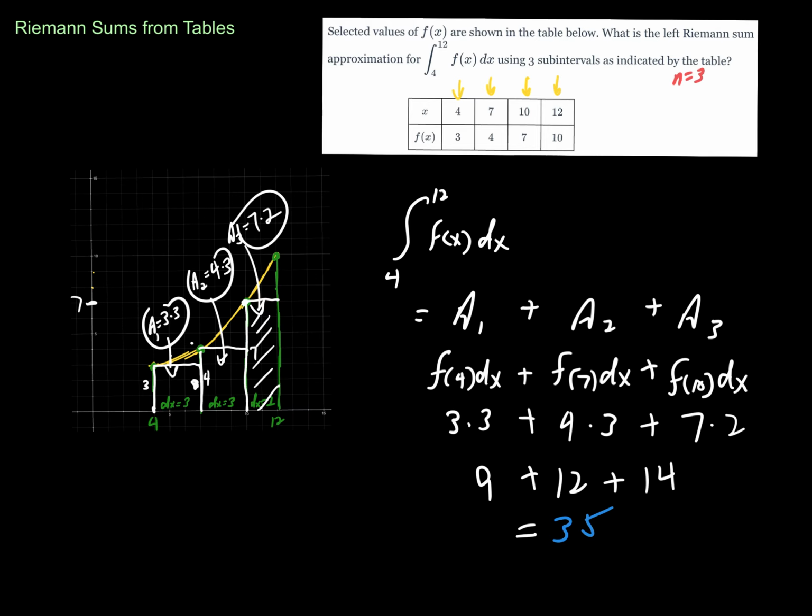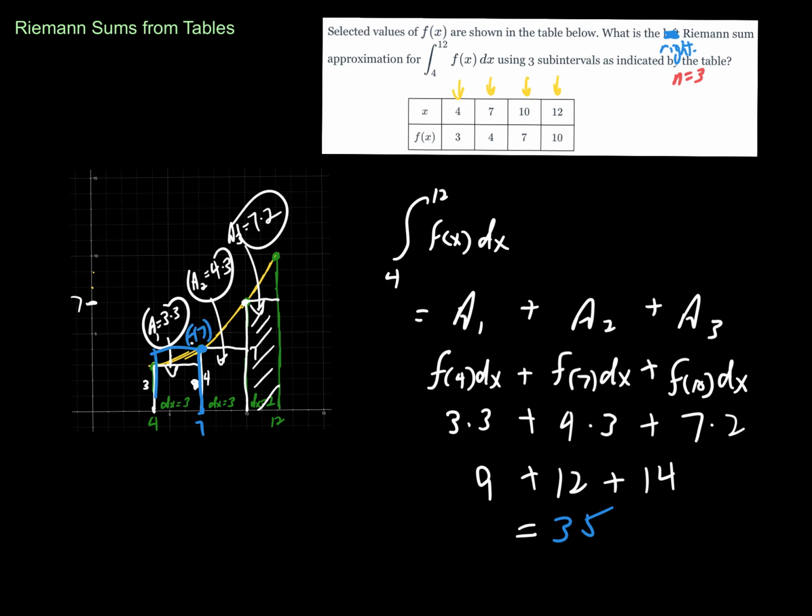Now, what if they asked you for the right Riemann sum? I'm just going to show you, not do the whole thing, but show you what you would do if it said the right Riemann sum. Instead of using the left side of the rectangle, you're going to go to the right side of the rectangle and plug that in. That one right there is 7, so what you're looking for up here is f of 7.